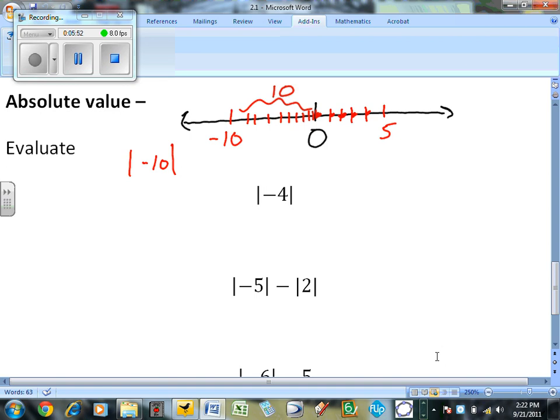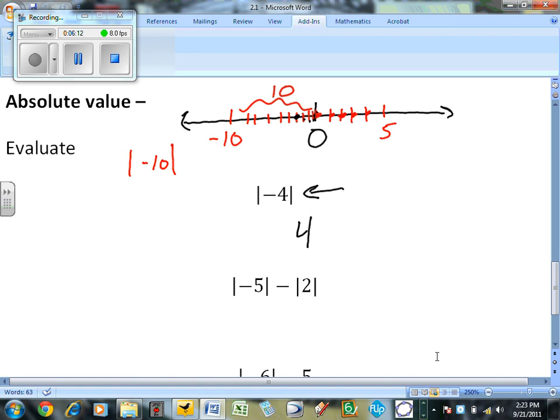So I was saying, what's the absolute value of negative 4? The absolute value of negative 4 is just 4. If I start at negative 4, so here's negative 1, negative 2, negative 3, negative 4. There's negative 4. If I want to count my way back to 0, it's 1, 2, 3, and 0 is 4. Okay, so it's 4 away.